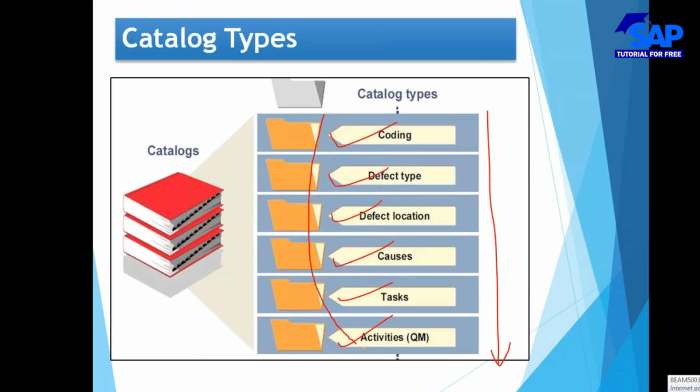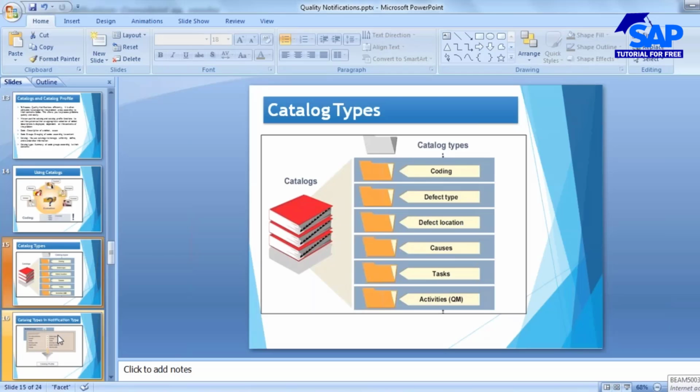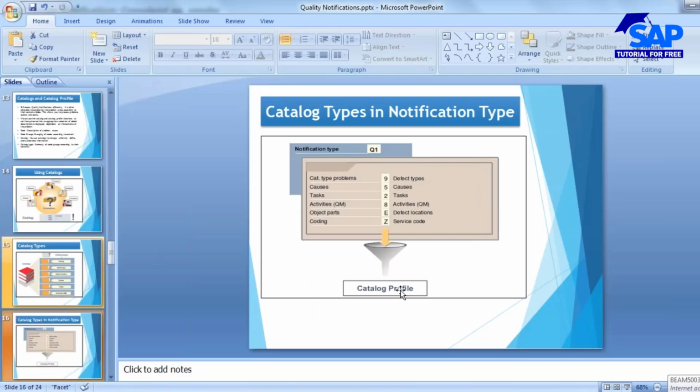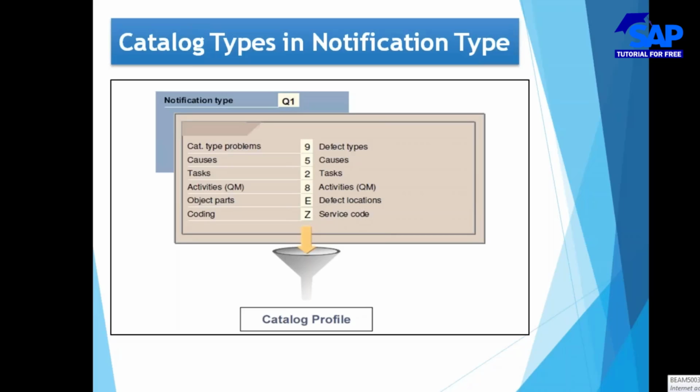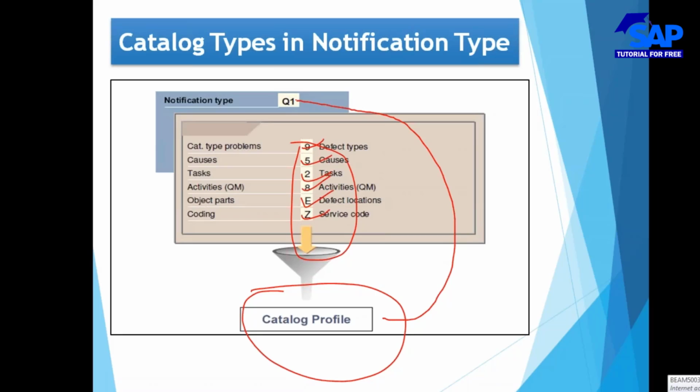Now all these catalog types will be clubbed into a catalog profile. If you observe carefully here, these catalog types: defect types have code 9, causes have 5, tasks 2, activities 8, defect location E, service code Z. All these things you will be clubbing into a catalog profile. Then finally this catalog profile you can assign to the quality notification type.